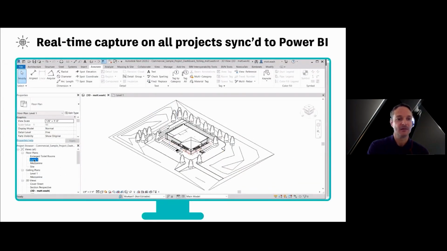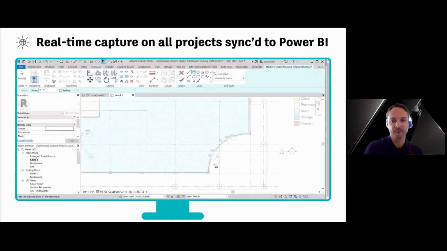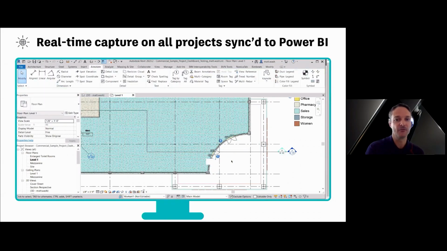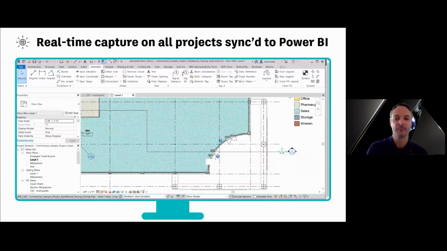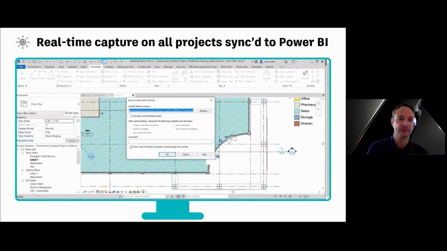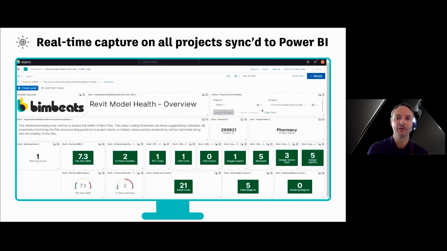So if we start looking at exactly how it works, this would be a user working away in Revit. They create a field region, or it could be anything. And then as soon as they synchronize that change to the model, you'll see at the moment it's saying there's 0 masking regions in the Kibana interface. They synchronize the file, they jump back into the Kibana interface, they refresh that view, and the number of masking regions goes from 0 to 1.